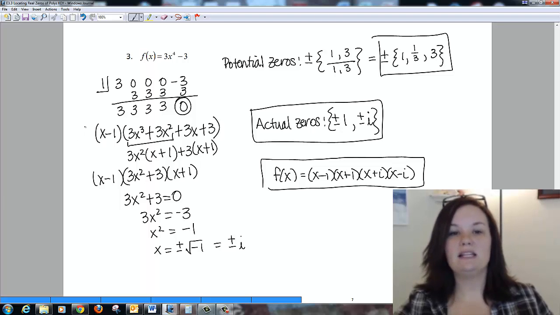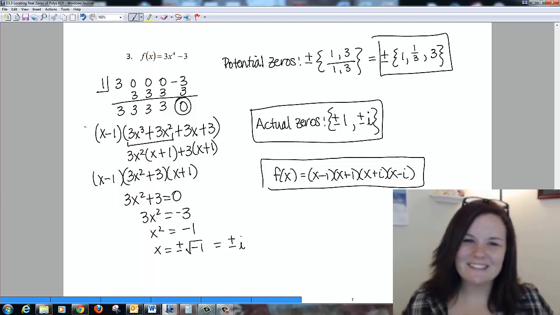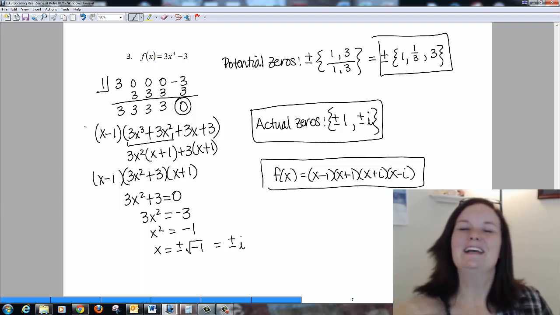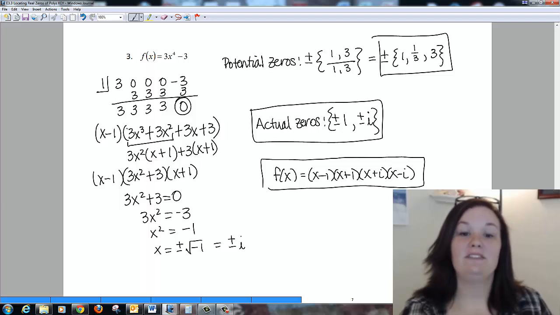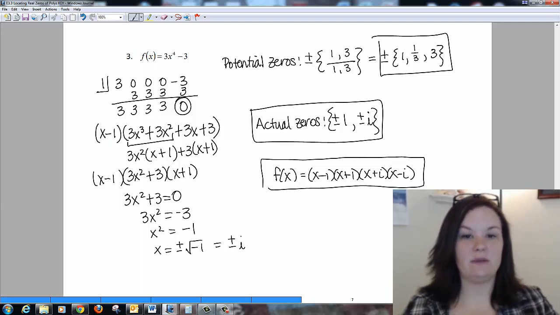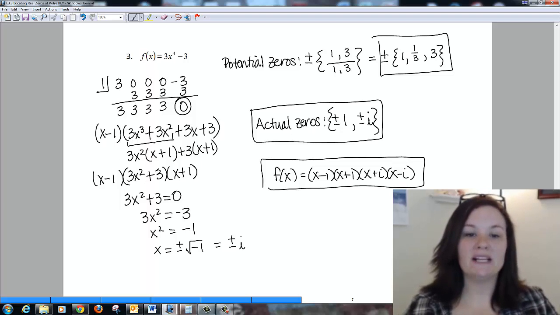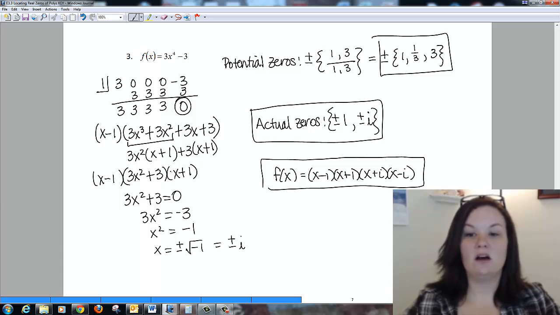So we start plugging these in. We didn't have to do much work at all. Every single one worked. All right, so we plug 1 in using synthetic, and we got a 0 remainder, which left us with a polynomial, 3x cubed plus 3x squared plus 3x plus 3. And notice once I factor it, I'm left with 3x squared plus 3 plus x plus 1. Okay, so when I solve this one, I obviously get negative 1.